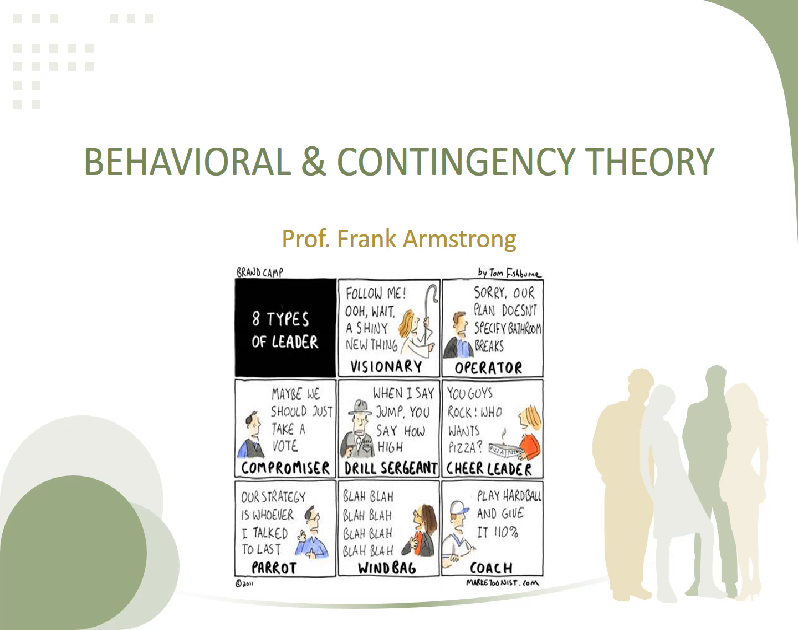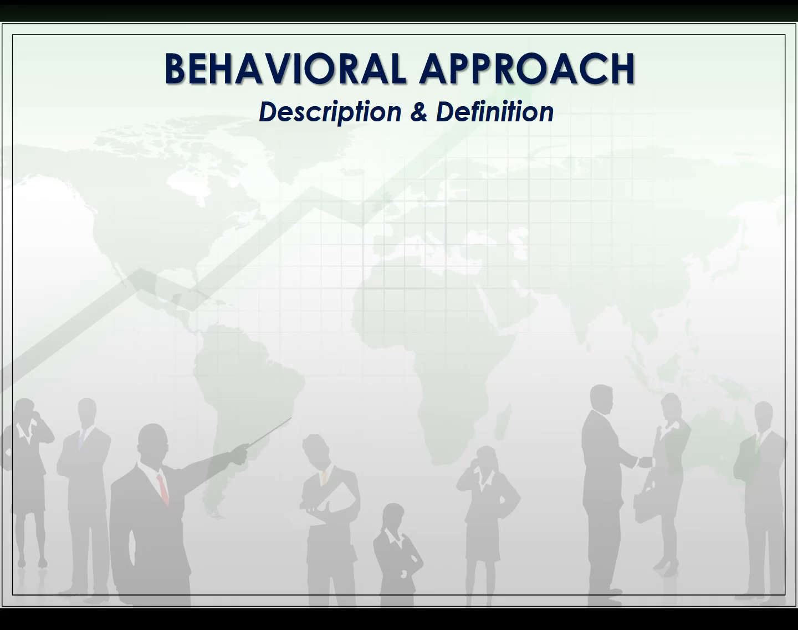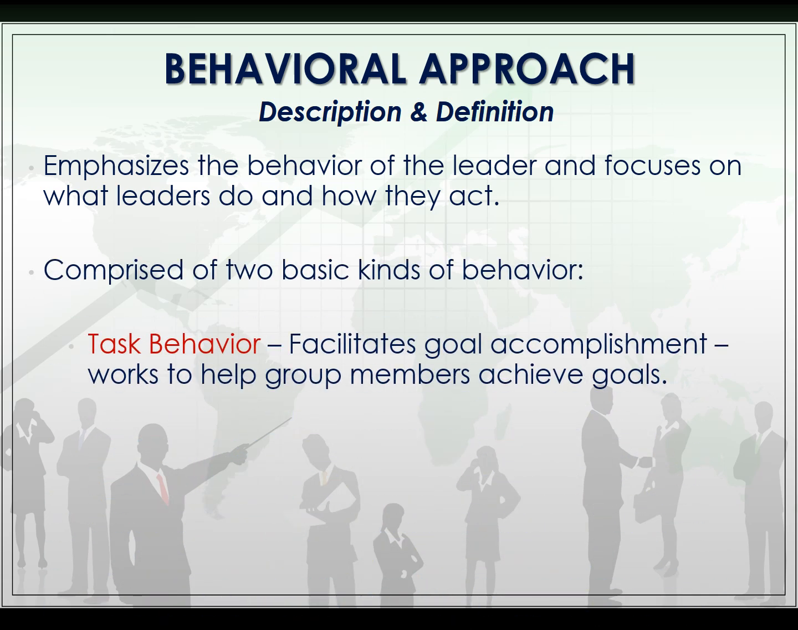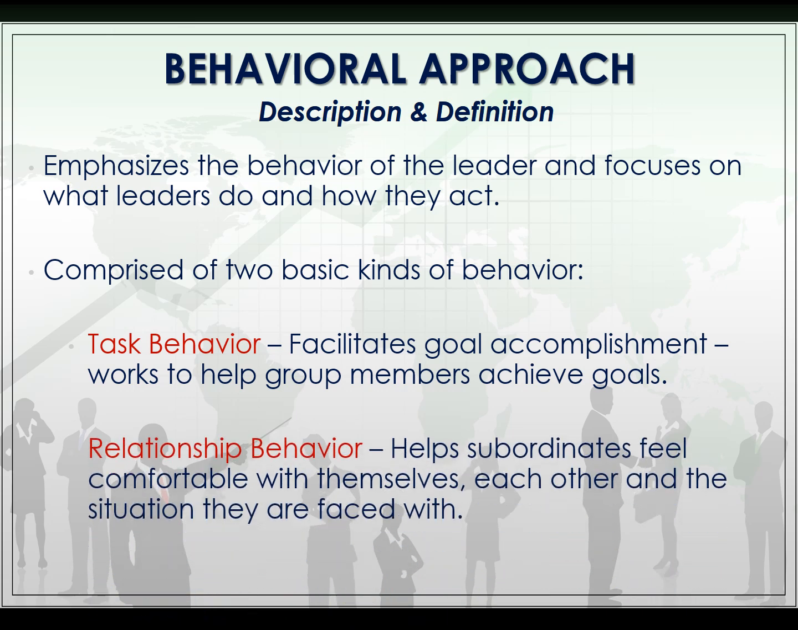In this section, we're going to look at two leadership styles: the behavioral theory and the contingency theory. The behavioral approach emphasizes the behavior of the leader and focuses on what leaders do and how they act. It comprises two basic kinds of behavior: task behavior, facilitating goal accomplishment, working to help group members achieve their goals, and relationship behavior, helping subordinates feel comfortable with themselves, each other, and the situation they are faced with.